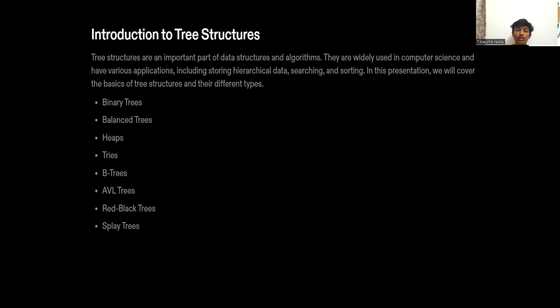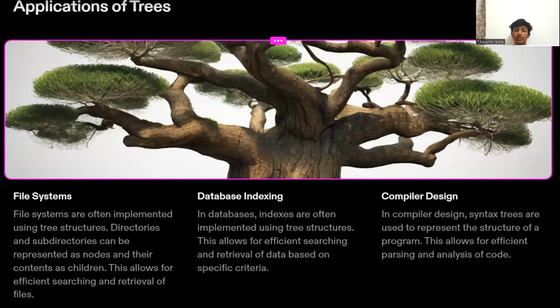The following are the different types of tree structures. The first one is the binary tree, next balanced trees, heaps, tries, B trees, AVL trees, red-black trees, and splay trees. Now the applications: how tree structure programs are used, where they are used, and in which type of programs they can be used.